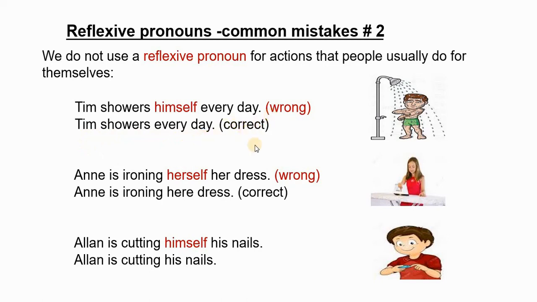This is correct. Next here, Anne is ironing herself her dress, which is wrong. We should say, Anne is ironing her dress, which is the correct version. Next here, Alan is cutting himself his nails. Alan is cutting his nails. Okay, guys? So these are common mistakes by English learners because in other European languages like French and Spanish, all of these verbs are reflexive.